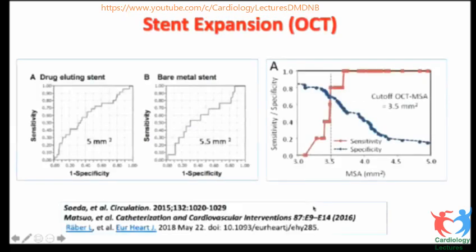What about OCT? For bare metal stent, it is 5.5 millimeters, much smaller than IVUS, and for drug-eluting stent, it is 5 millimeters square. Other studies have shown that it is about 4.5 millimeters square. So it varies between 4.5 to 5 for drug-eluting stent, 5 to 5.5 millimeters square for bare metal stent. Suppose you use a smaller stent, that is a stent less than or equal to 2.5 millimeter, you should aim for an area of 3.5 millimeters square.